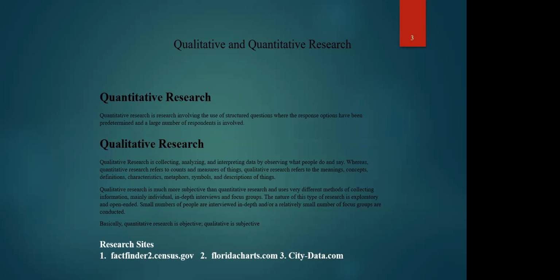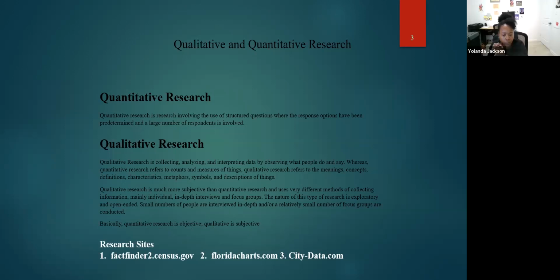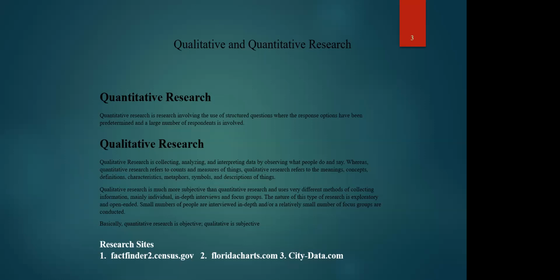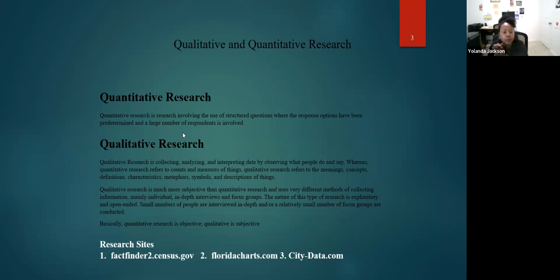Good. Some of the research sites that we want to visit to start to gather the data necessary to make a statement of the problem. One is going to be fact finders, that's part of the census. The next is Florida charts, that has to do with the health department. And then thirdly, city data, that has to do with doing a demographic picture of what a particular community or zip code looks like. That makes sense? Yes, sir.